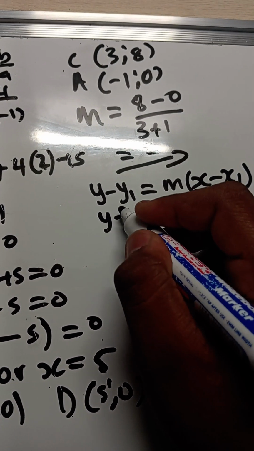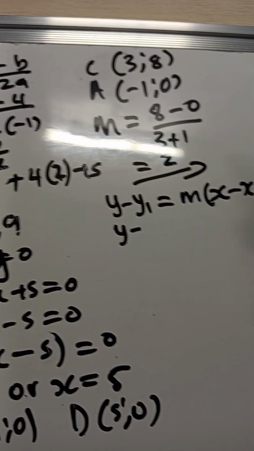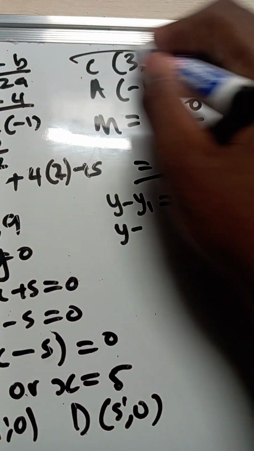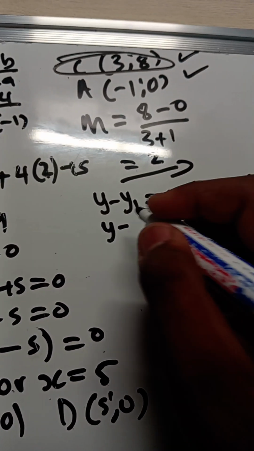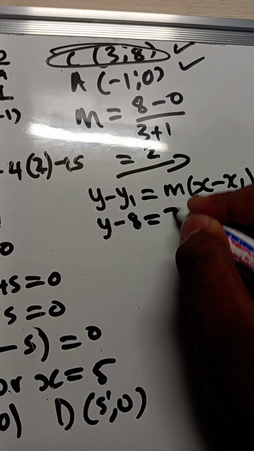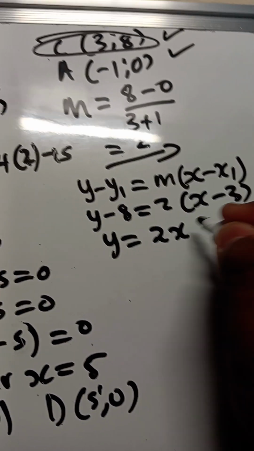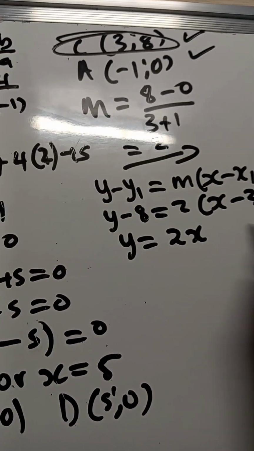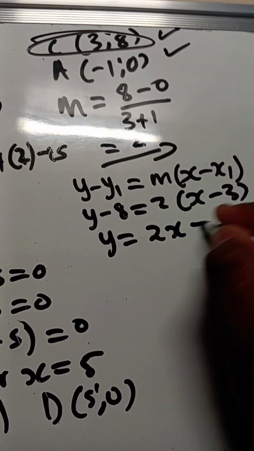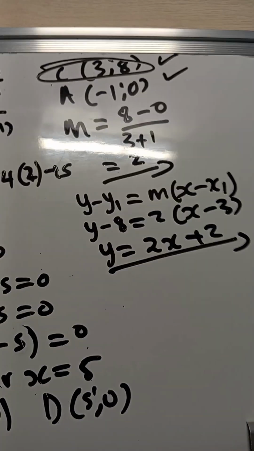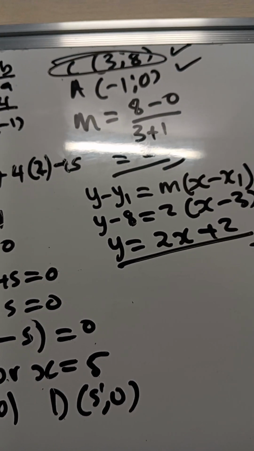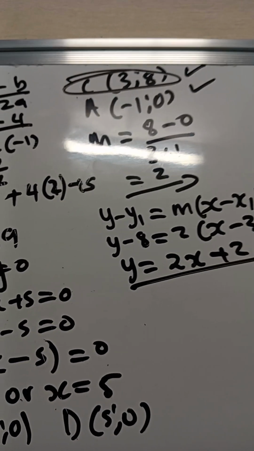Y minus, now you just have to choose a point between this one and this one, but I'm just going to take the first one just to make my life easy. Y minus 8 equals 2 times x minus 3. Y equals 2x, 2 times -3 is -6, -6 plus 8 is +2. Then that's what I get. Okay? We continue with the mathematics.